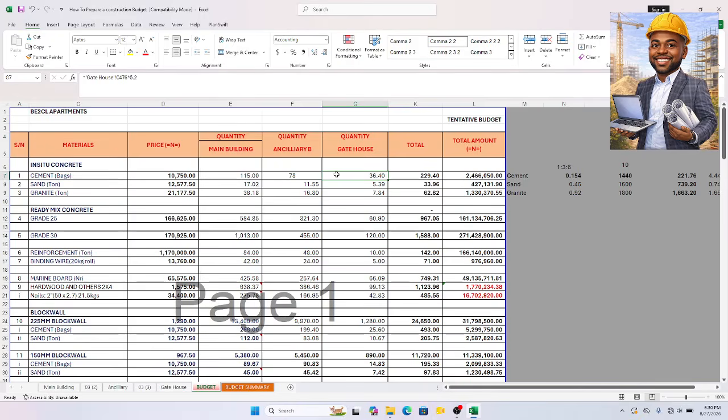All right. Okay. Now I want to determine the quantity of cement, sand, and granite because that is what I will use to prepare that particular concrete. I hope we get it.